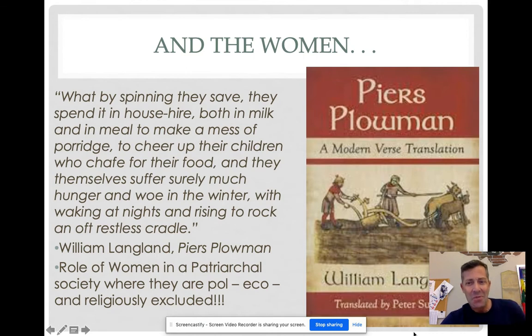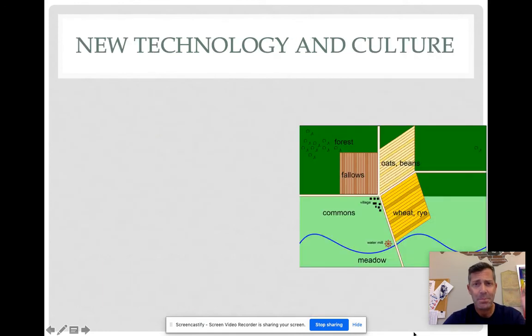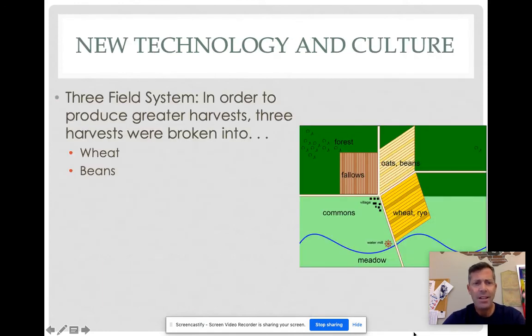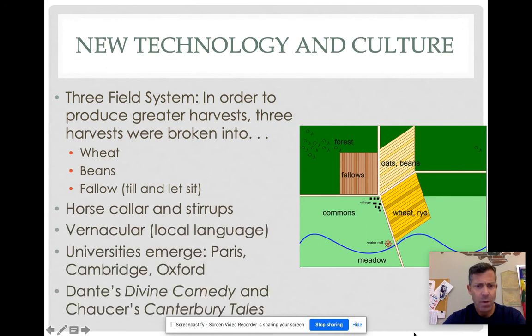This is actually showing the story of women in this patriarchal society of Western Europe. It doesn't sound like the Chinese foot binding, but it still shows the role of women in feudal Europe. Some technologies, all right? There was major writing such as Chaucer's Canterbury Tales.